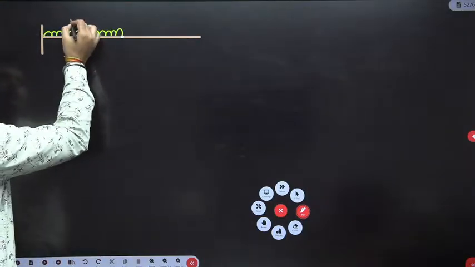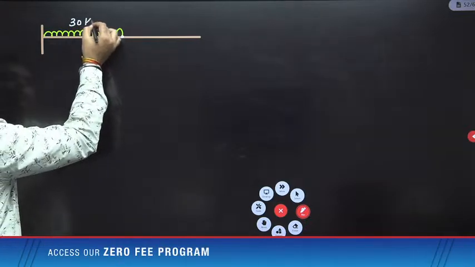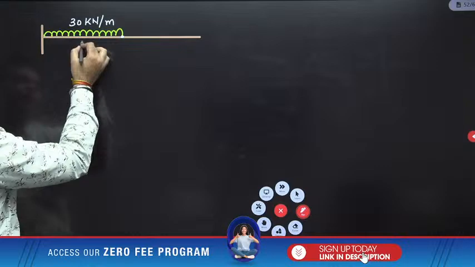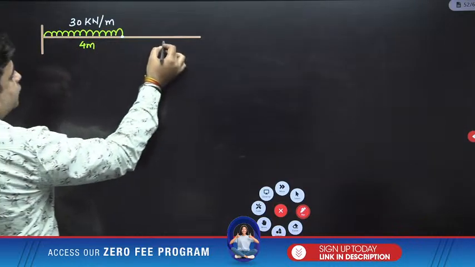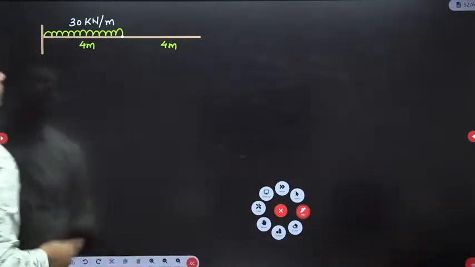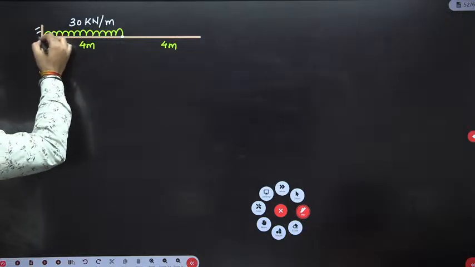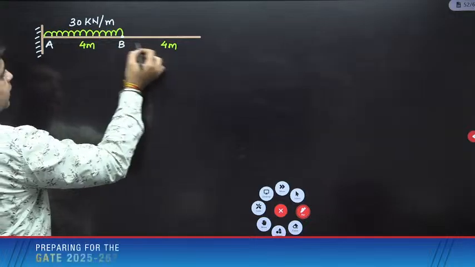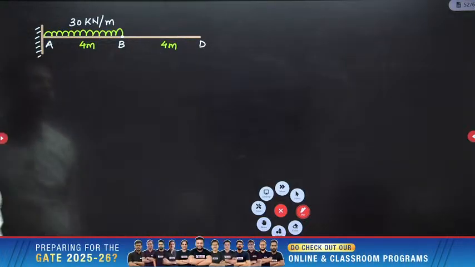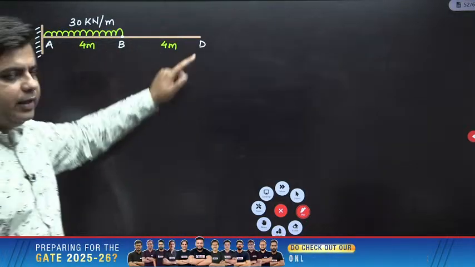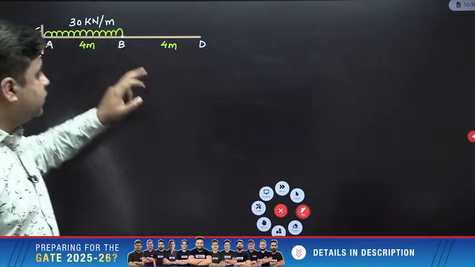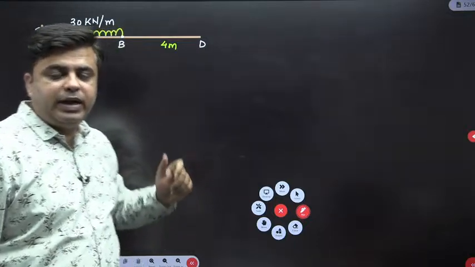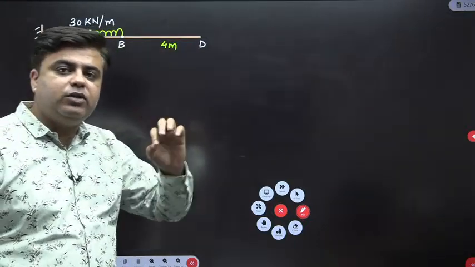So this is 30 kilonewton per meter. This length is 4 meter and this length is also 4 meter. Now check this out. This is A, this is B and this is D. Right now over this portion BD, no load is acting. So this portion BD will not experience any bending. Bending moment over this portion BD is equal to 0.